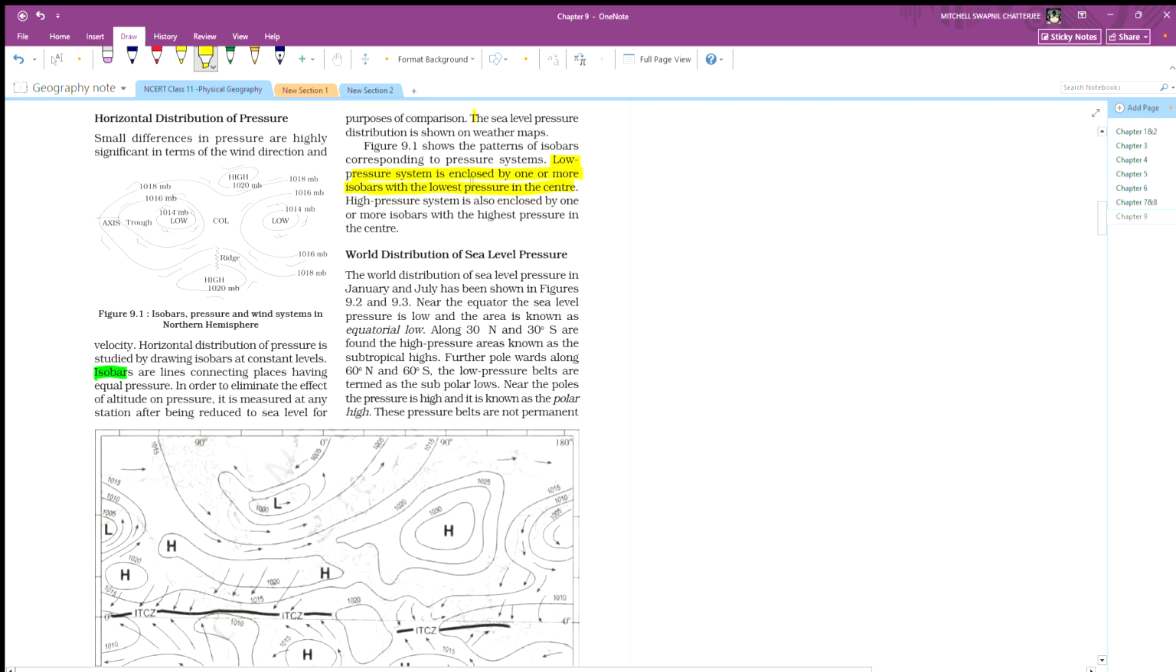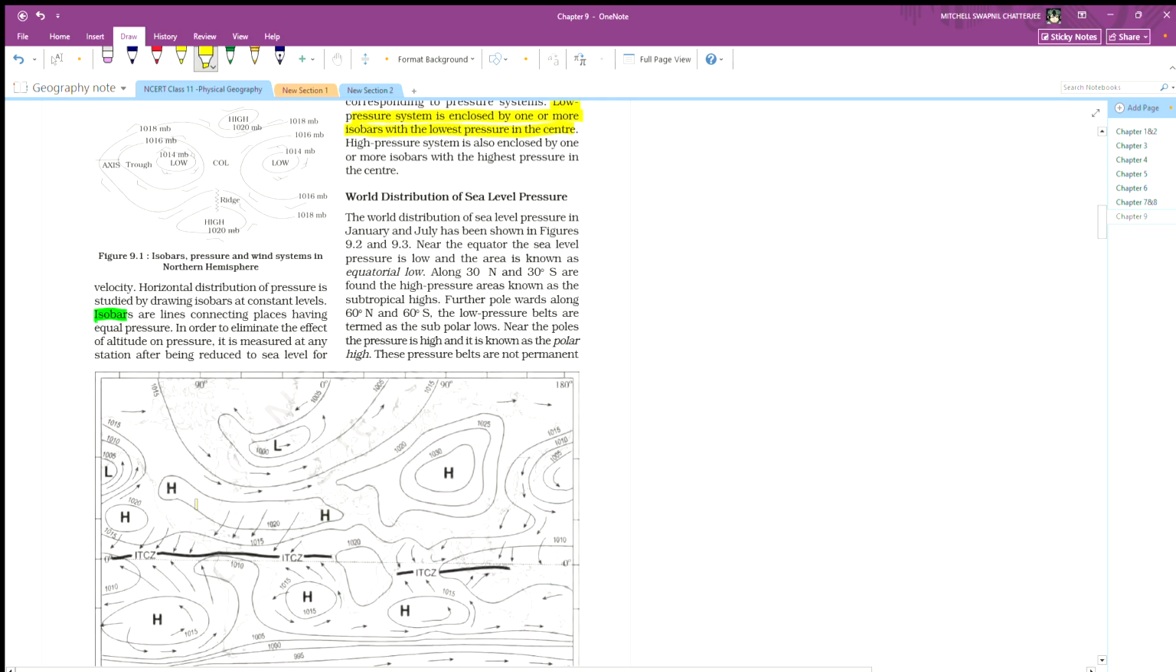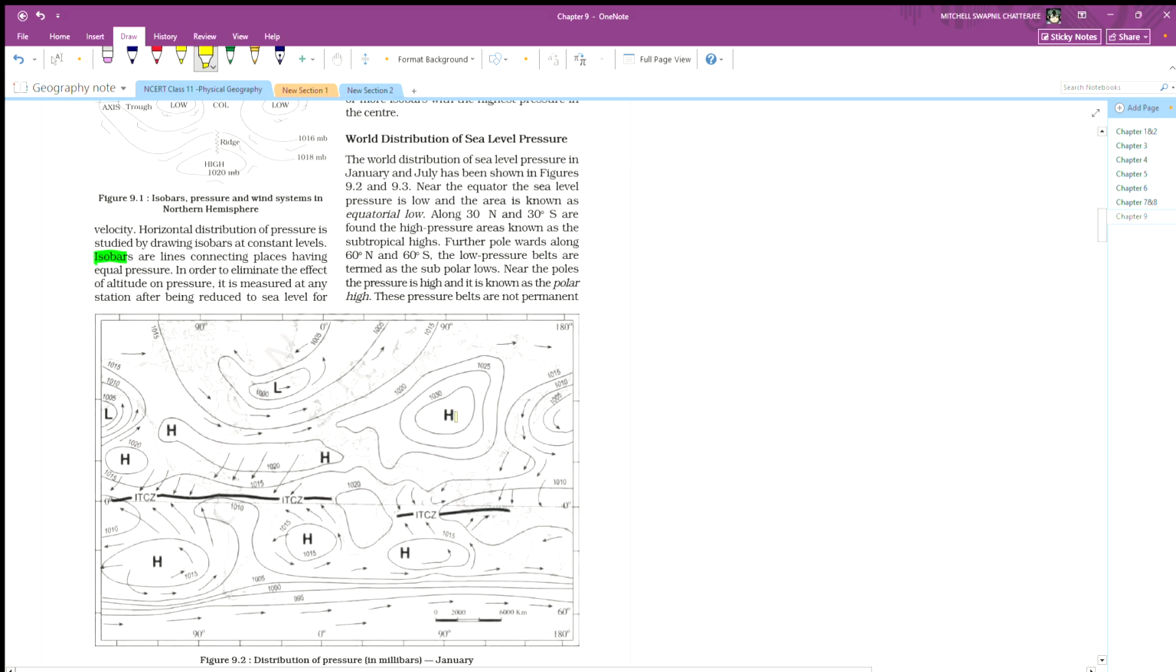I know the low pressure system is enclosed, but this one is low pressure, this one is low pressure. Okay, let's see. This H1 is the higher one. It is enclosed by a low pressure, but it is a much larger area. So this one is a high pressure. It is also enclosed by this one and this one, 225 and 220.